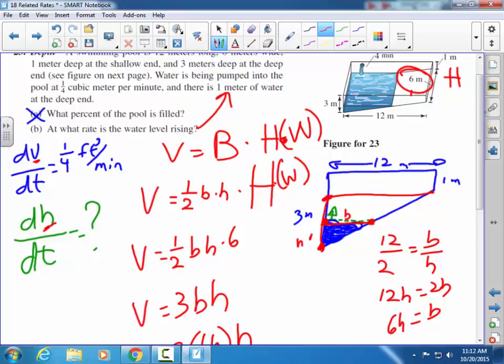Now I have a question. What changes when we get to 2.5 feet? What happens when the water level gets up here? It stops being a triangle. It's going to rise at a steady rate from this 2 all the way up to this 3. Why? What changes once we get up here? Well, now we've got a rectangle.